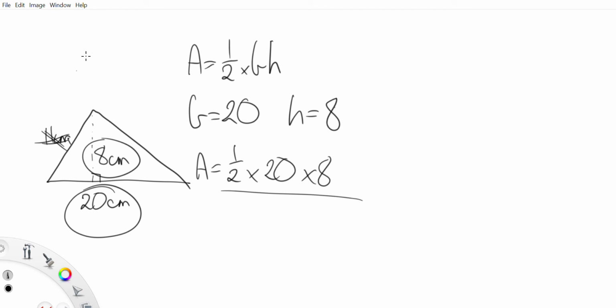So we've got 1/2 times 20 times 8, then we push equals, and our answer is 80. So we can just write that in. Alright, so we would say the area equals 80, what units? Centimeters squared. Alright, centimeters squared. I'll do one more example for you guys.